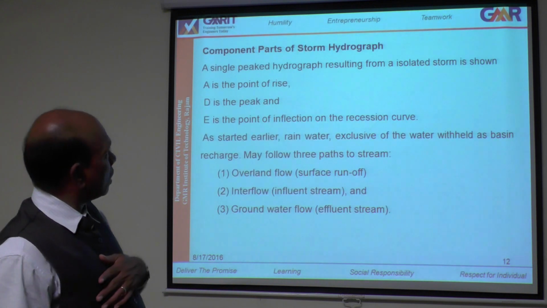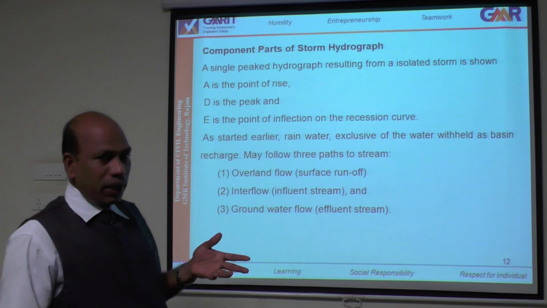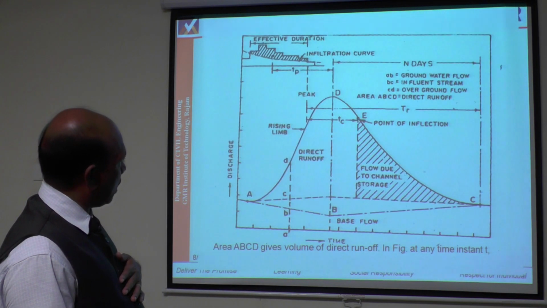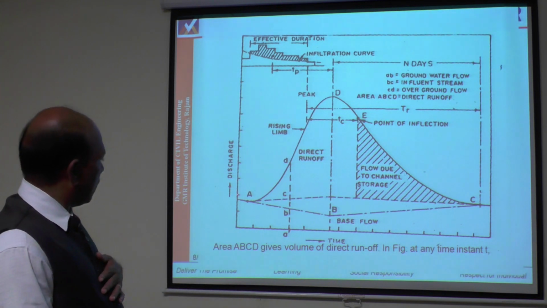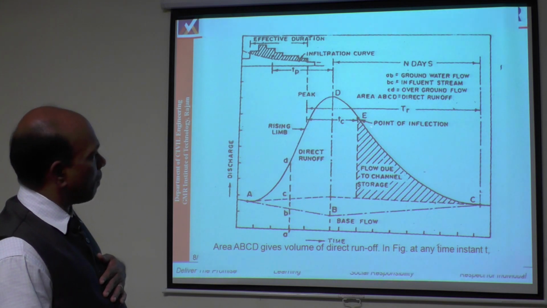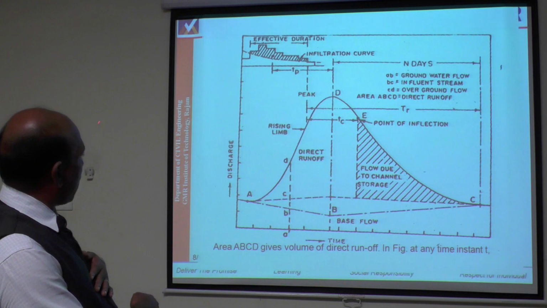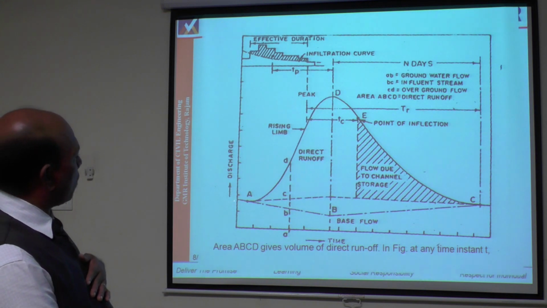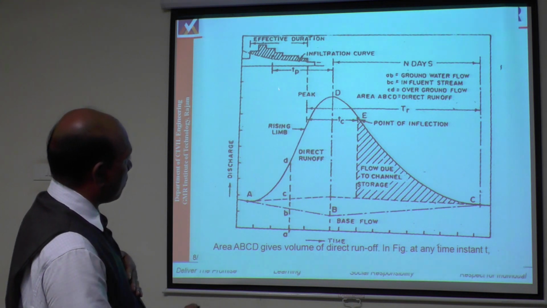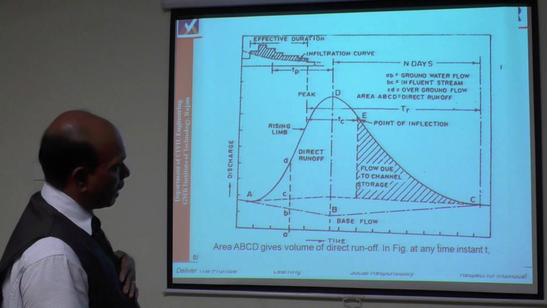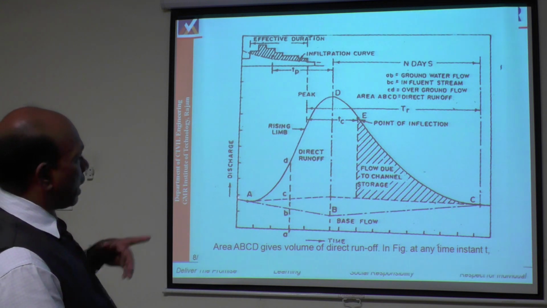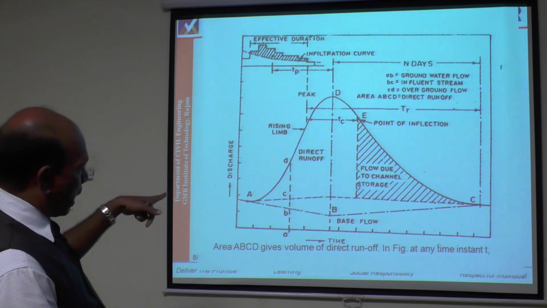Right? What are the component parts of the hydrograph? Once you see the figure, this is one hydrograph, a single peaked storm hydrograph. Earlier we had another hydrograph like this, because this is another storm hydrograph, for another rainfall duration. Here this is the rising limb, and this is the recession limb. This is the recession limb of the earlier storm, and this is the rising limb.